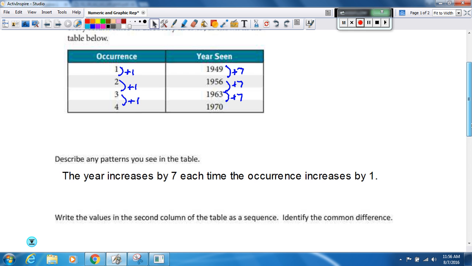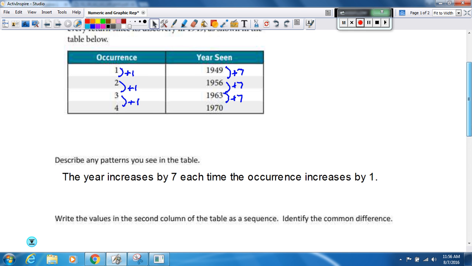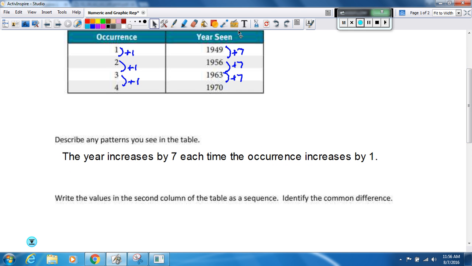Write the values in the second column of the table as a sequence. Identify the common difference. A sequence is just a list of numbers. So if they're asking for the second column, you just write it like this: 1949, you just put a comma between each one, you're just listing them. 1956, 1963, 1970, and it would continue. The years don't stop, so the dots mean that the pattern would continue.